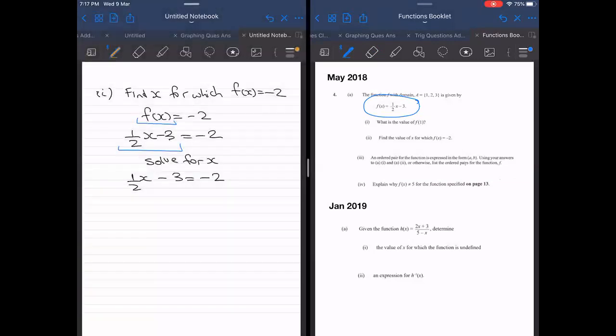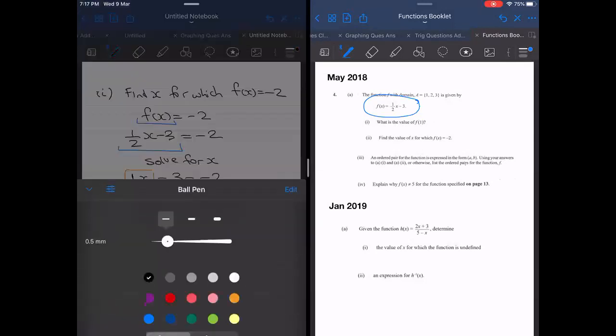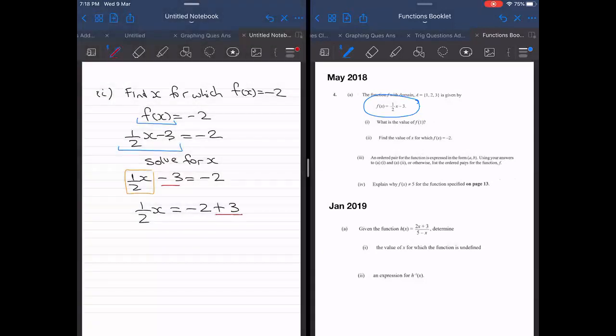So we're looking for x, right? So you move everything else first. That's why I'm going to move the -3. When I take it across, we do the opposite. So it becomes +3.